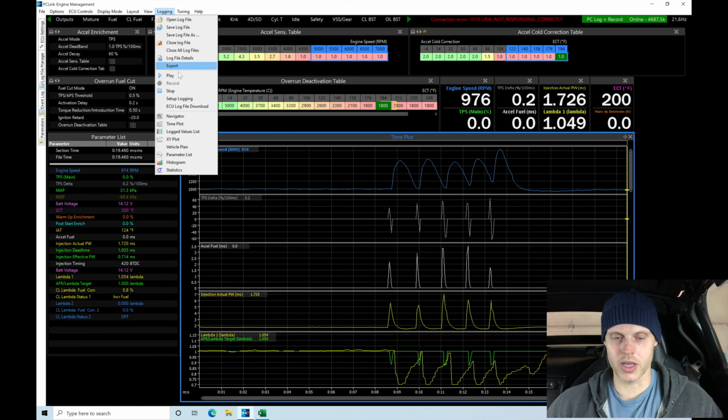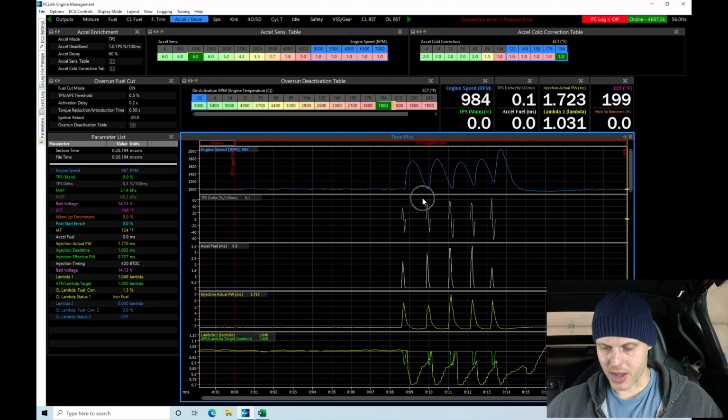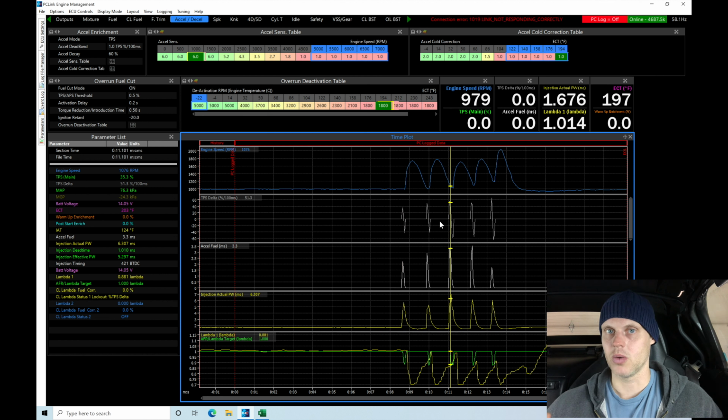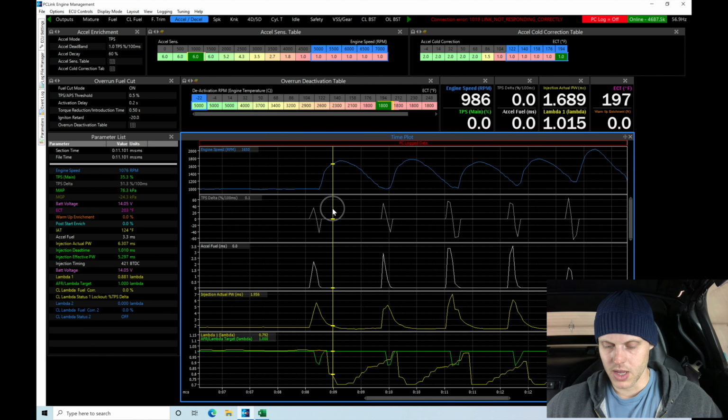So let me go to logging. Let's go to stop. Let's play this back so we can see I had variations in how large my throttle changes were. We can see what this TPS delta was doing. So we see a smaller change right there, larger and even larger change. So bigger throttle inputs when I'm blipping off idle. Now, what we want to pay attention to here is what the air fuel is doing. So we can see it goes here to 70 lambda. The target is 1.0. We see the pulse width here jumps.